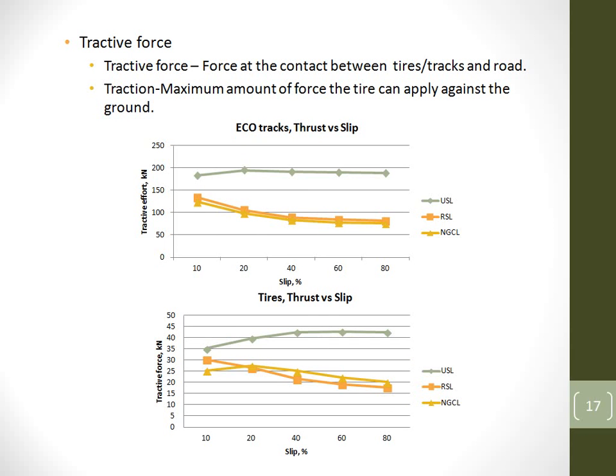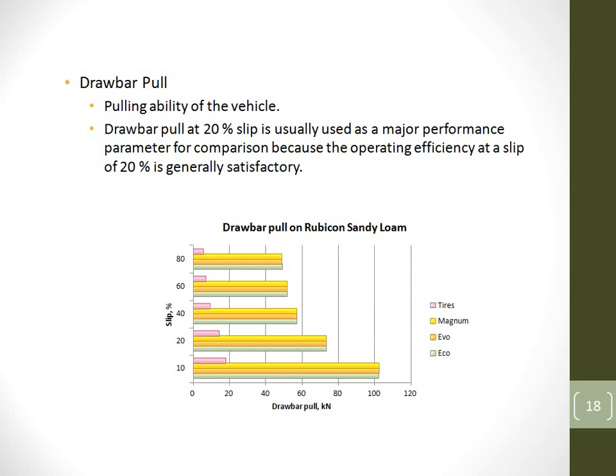And the tractive force was found to be much higher for the tracked vehicles when compared to the wheeled vehicles, and the higher the tractive force, the better the performance of the vehicle. And we can also see that the drawbar pull for the tracked vehicles is much higher than that for the wheeled vehicles, which is also a good thing, which makes the tracked vehicles much better on soft soil. And we can also see that the drawbar pull decreases with increase in slip.